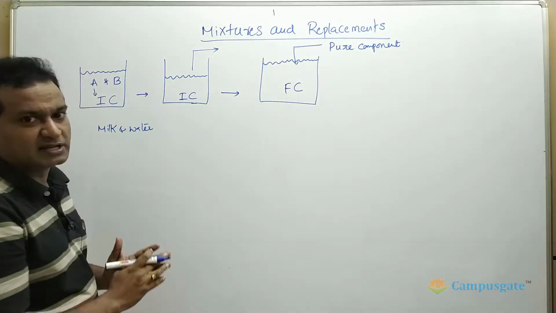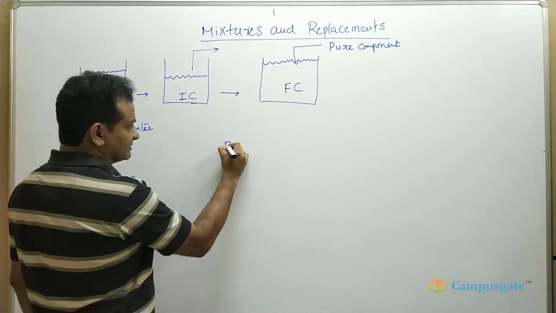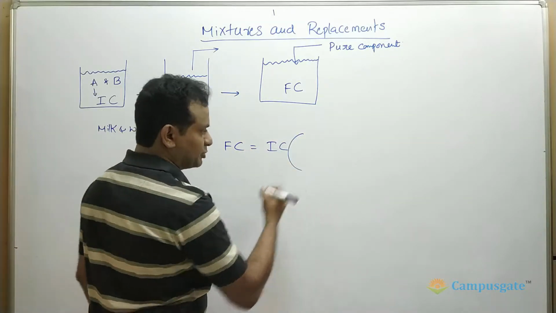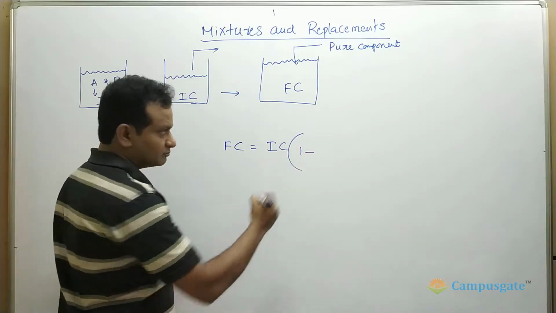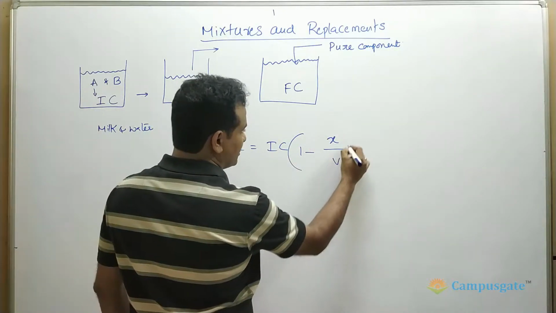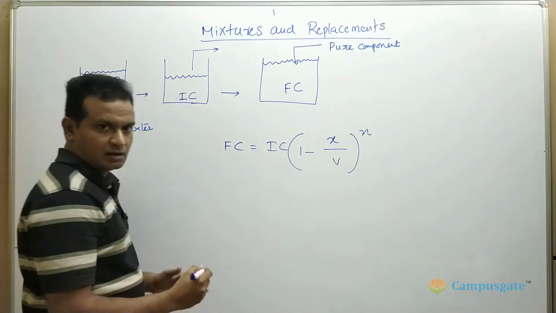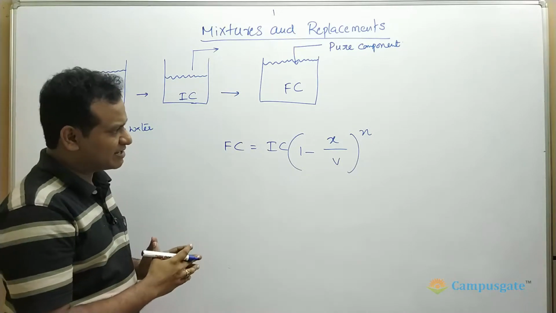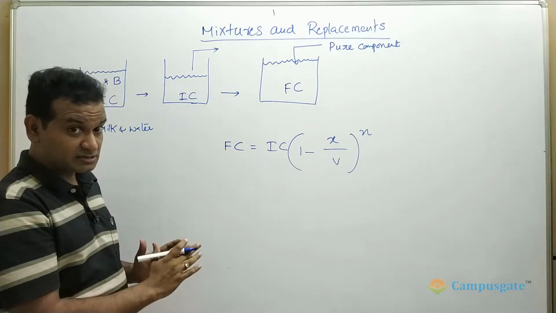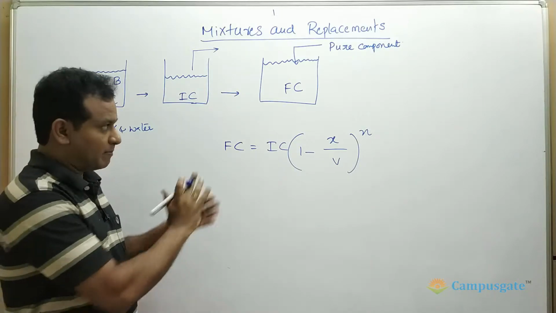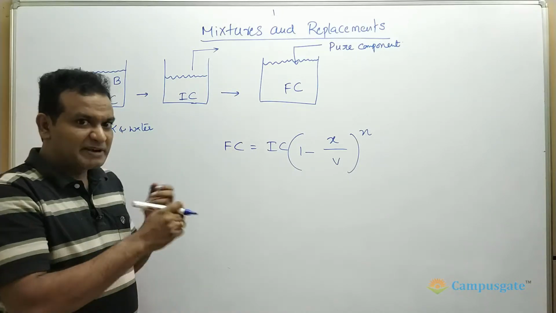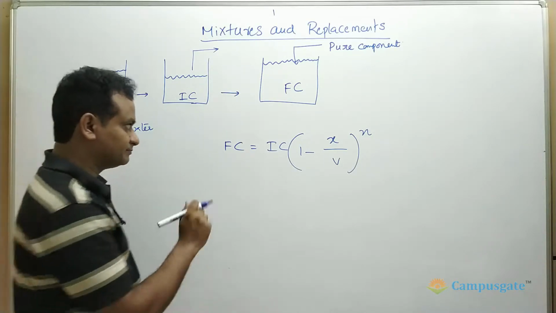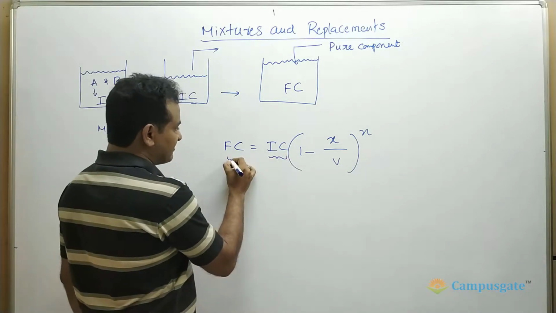So now let us have a look at that formula. The formula goes like this: final concentration equals initial concentration into (1 minus X by V) whole power N. This formula appears to be very simple. Most students think that we can readily apply this formula, but there are certain things you should note down very carefully to apply this formula, because the questions will be twisted and most people commit a mistake in applying it.